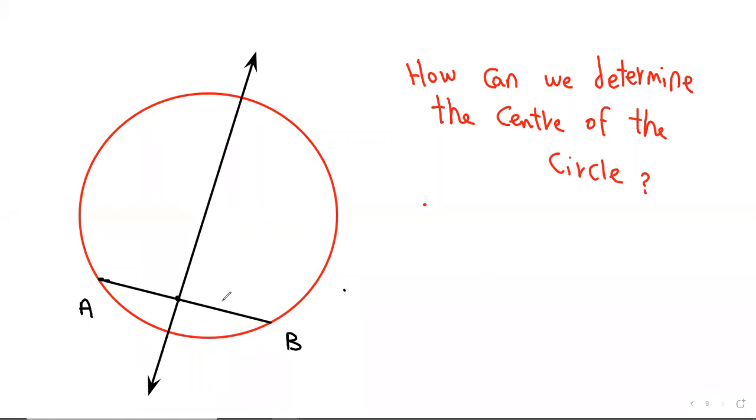Again, I have drawn a chord in the circle, and I determined the midpoint of this chord. Let's call it C. And from the point C, draw a perpendicular to this chord. So we have a straight line, and this straight line is perpendicular to the chord and at the same time bisects it.